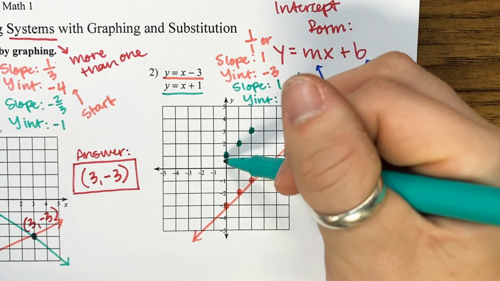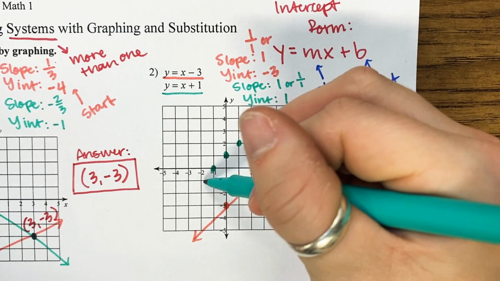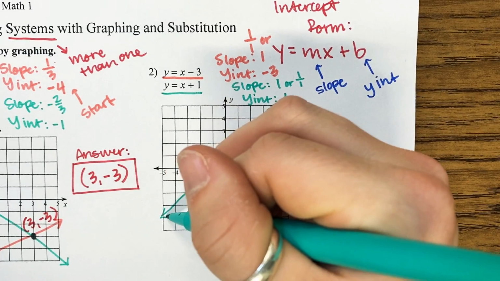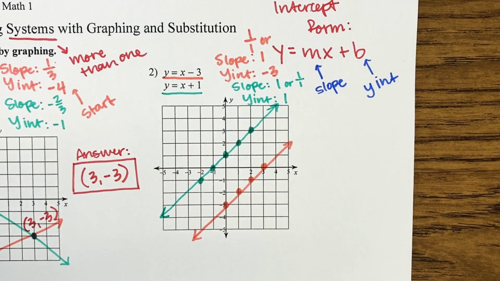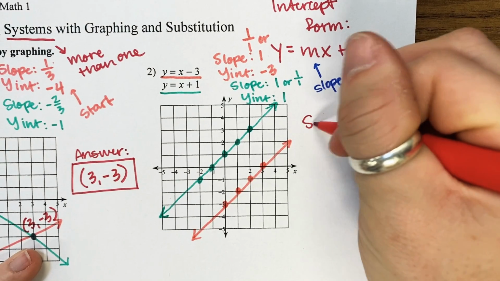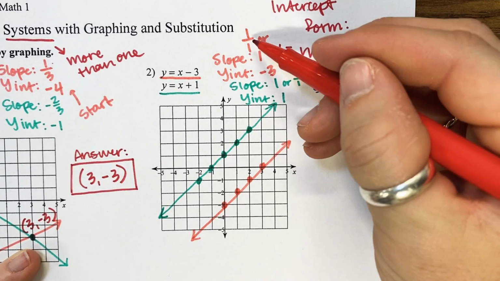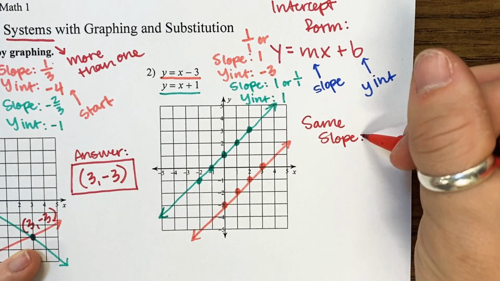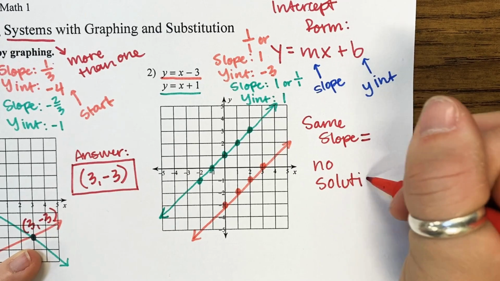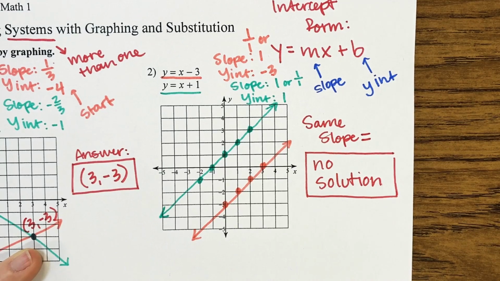Uh-oh. I'm not seeing anywhere where they might cross. Let's see. Go down 1, back 1, because remember we can go forwards or backwards. Down 1, back 1. Oh no. What is the answer? What's the solution? Where do these guys cross? Okay, remember, when we have the same slope, okay, remember our slope right here is 1 and our slope right here is 1. That equals no solution. Okay, so the answer to number 2 is no solution.